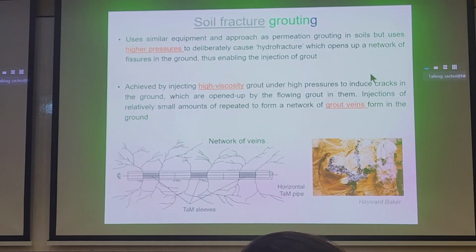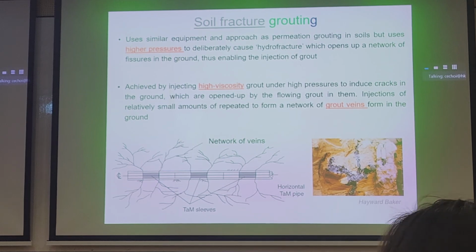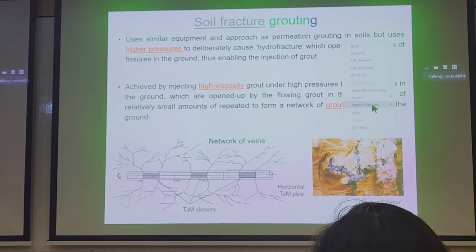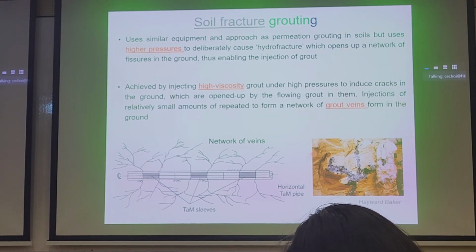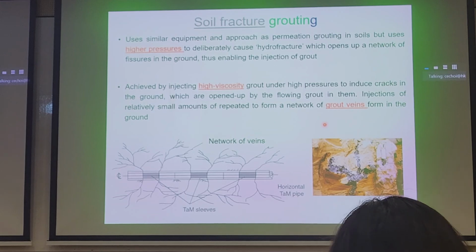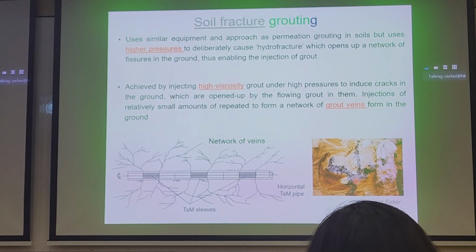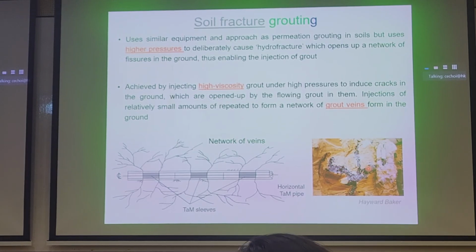And if you want to look at how the veins look, there's an interesting picture here from Hayward Baker. After soil fracture grouting was carried out, they excavated the ground, and you can see these black parts here. These are the fractures formed from the high pressure grout, and I guess the other stuff is the soil, and you can see how it looks like a network of veins.